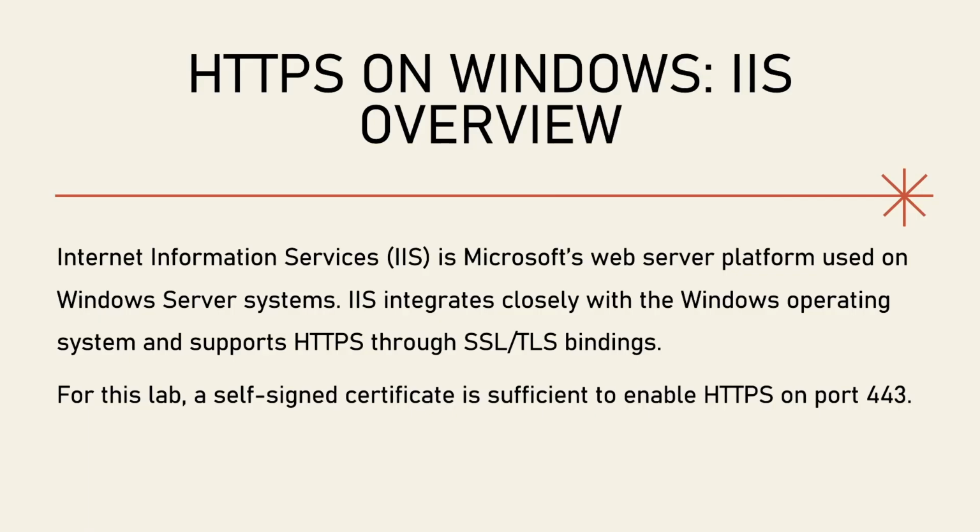HTTPS on Windows, IIS overview. On Windows servers, HTTPS is implemented using Internet Information Services, or IIS. IIS allows administrators to bind SSL or TLS certificates to websites and manage encrypted traffic. In our lab, we use a self-signed certificate, which is sufficient for testing and validation purposes. IIS is widely used in enterprise environments, making it an important platform to understand.